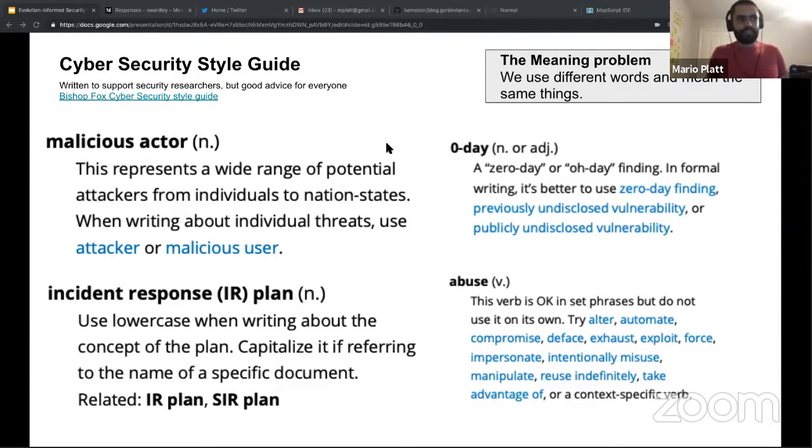So not talking 0 days, talking previously undisclosed vulnerabilities, all those types of things, to make sure that we can get one word that people understand and that we standardize on using that word in everything we write.